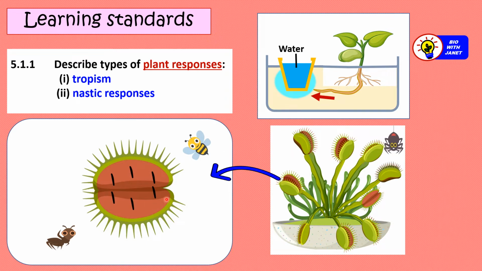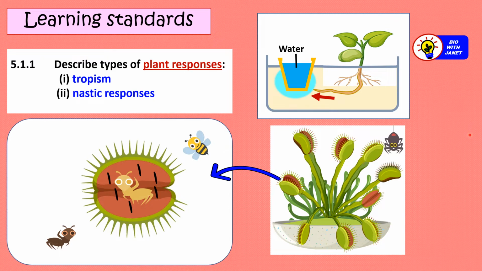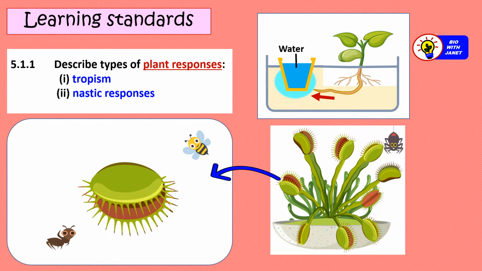If insects were to crawl into the trap, they will cause some movement in the trap, they may touch the hairs here, and this will trigger a response from the plant and the trap will snap shut like this. So how does this response occur? Now, what is the name for this response? Right, let's find out more.